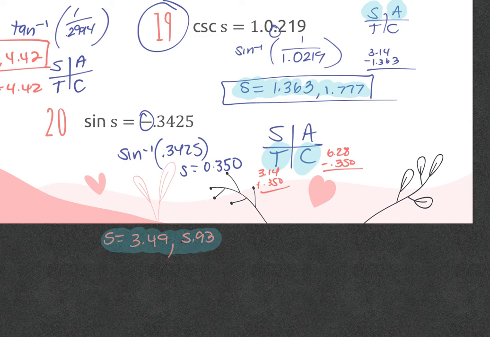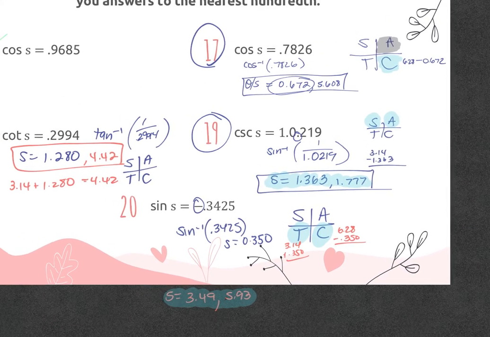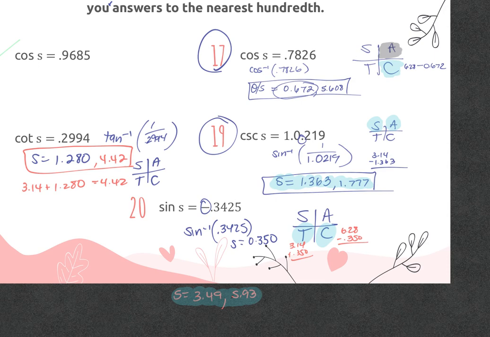And then these are easy to check because I can sine both those. If I sine 3.49 and I sine 5.93, I should get my answer. Same thing with all the other ones. So these are easy to work in reverse to check. So this is not what's on your quiz. Your quiz, you're not going to have a calculator. So that's what you're about to see next.